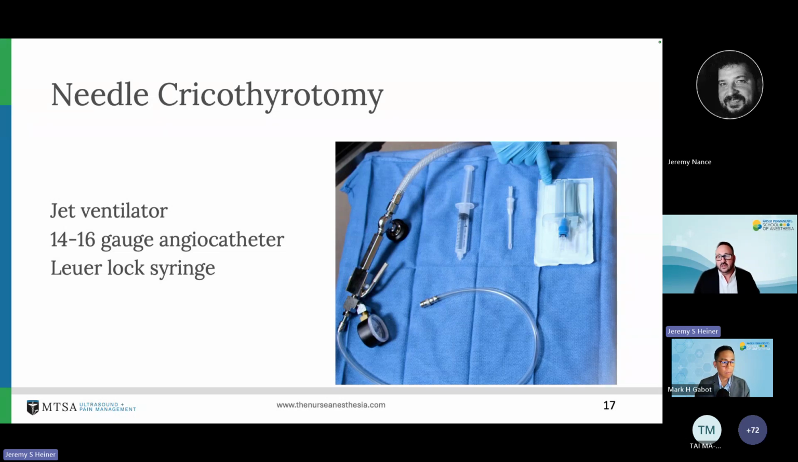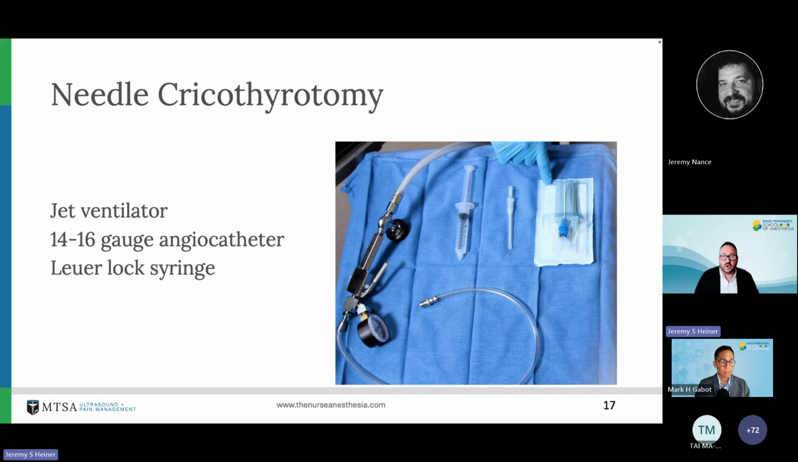A couple of other things. Number one, angiocatheters are the most accessible large bore needles that we can access. However, they were not meant to go into the trachea. And the reason is because those catheters, once they warm up, they soften, and they're more likely to kink and cause an obstruction. So there are specific cricothyrotomy needles that you can use to access the airway.